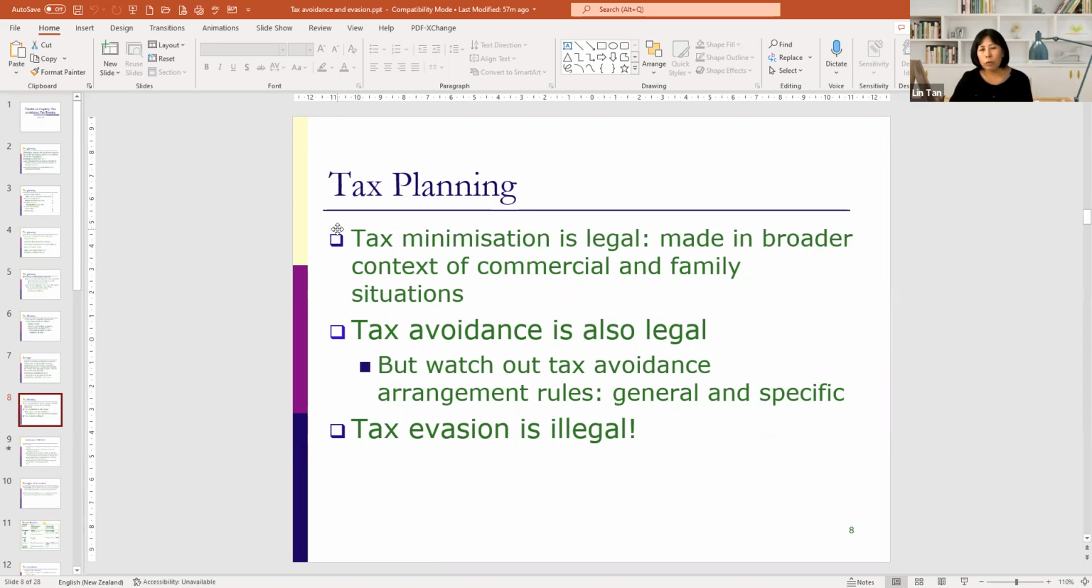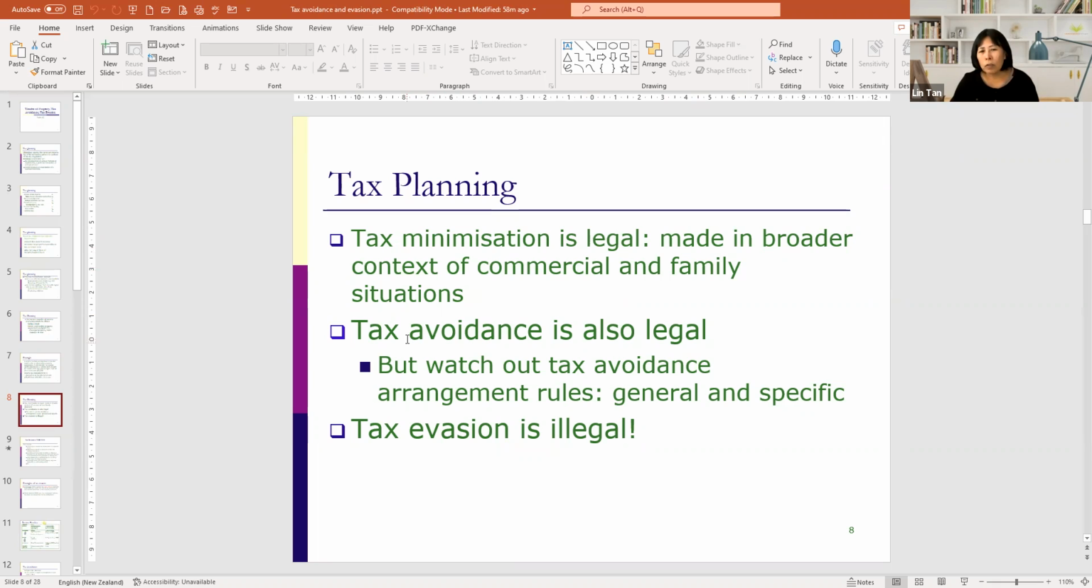Now, next, we're going to move on to differentiate between the terms that people use when it comes to tax planning. When people talk about tax minimization, normally we look upon it as legal. That means it is done within the limits of the law, within the confines of the law, right? So it is legitimate, and normally they are made in the context of commercial and family situations. And we'll go through some examples afterwards.